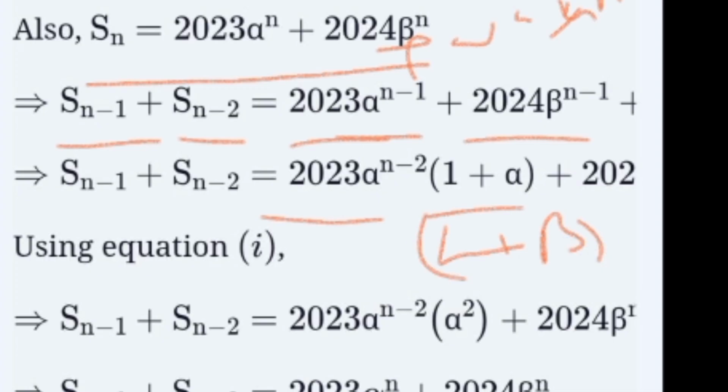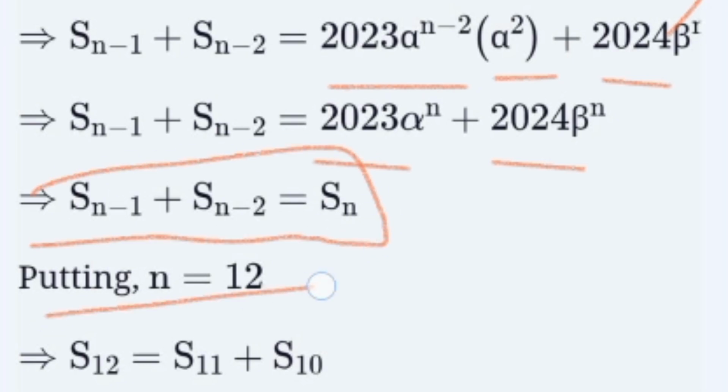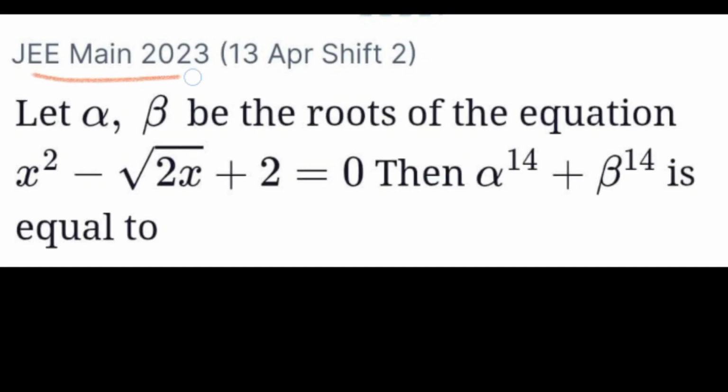Now here 2023 alpha power n minus 2, this is alpha square. And 2024, this is beta square. Now 2023 alpha power n plus 2024 beta power n. That means Sn minus 1 plus Sn minus 2 is equal to Sn. So put n is equal to 12, S12 is equal to S10 plus S11. This is the answer.